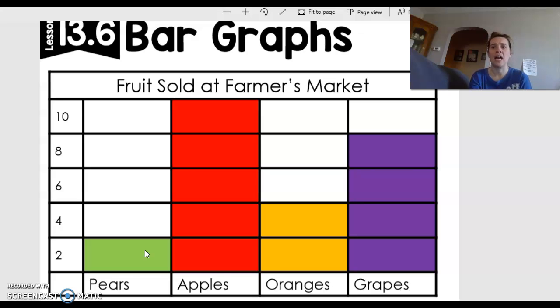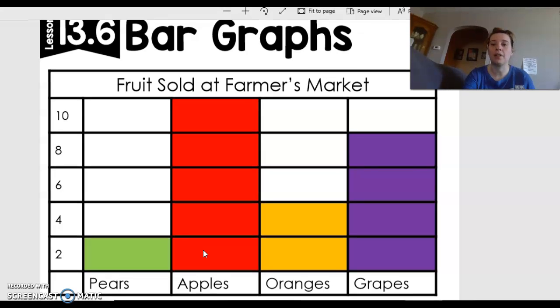Which one on the bar graph has the most? Yes, that's right. Apples has the most. It's the tallest. You can see it's the largest, so it has the most. Which one on this bar graph has the least? Yes, that's right, the pears.